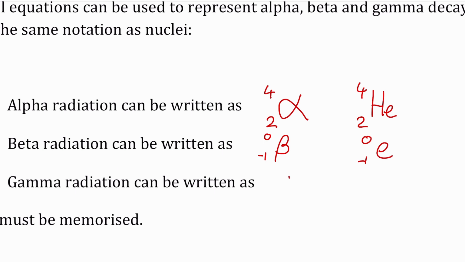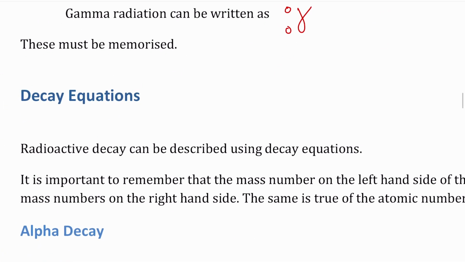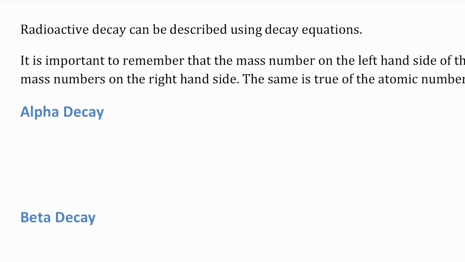Gamma, the symbol gamma, like that, has no particles. It has no protons, no neutrons, so we can write it down as that. Very rare that appears in equations, but it has appeared in the past, so we will have to learn that. You must memorize those 3 sets of symbols. Now, we can use these symbols to represent alpha decay, beta decay, and gamma decay.